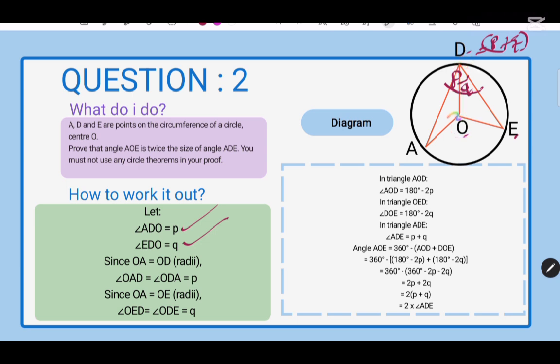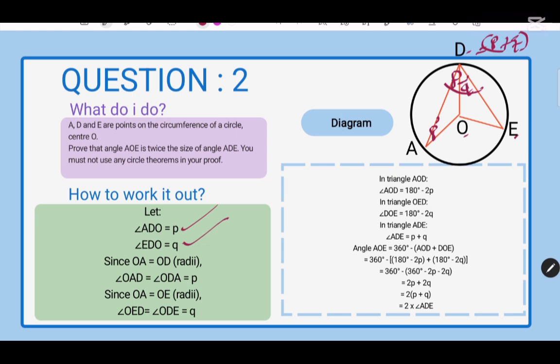The radius. That means this angle here is also supposed to be what? Angle P, because it's an isosceles triangle. That's why we say angle OAD, angle OAD, that is the angle at the center. This one is supposed to be what? Angle P as well, because it is an isosceles triangle. So I'm going to write angle P degree here as well.